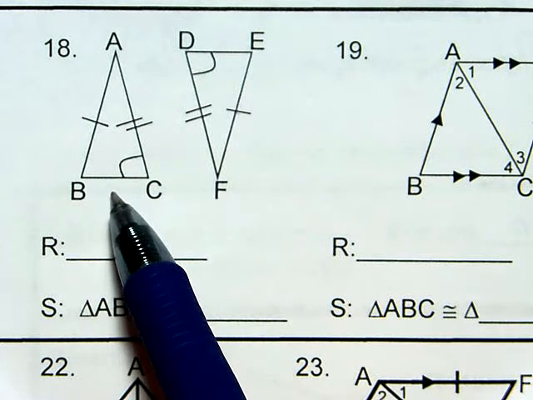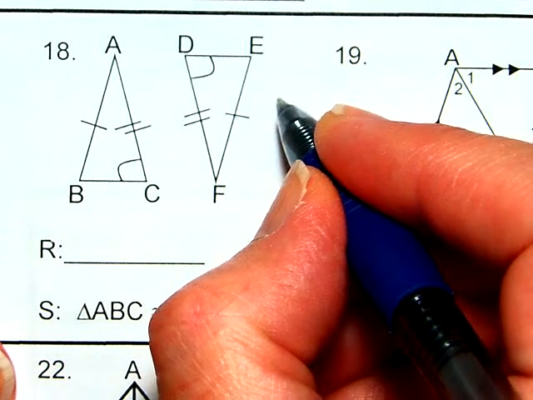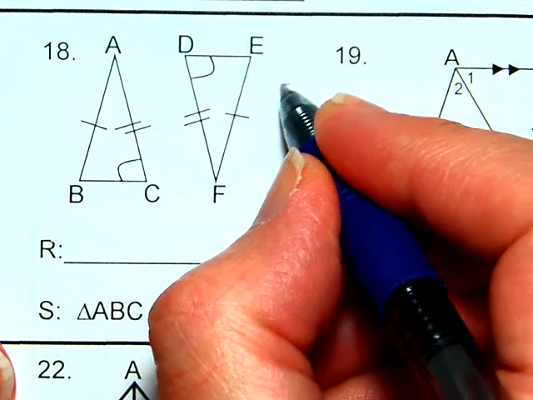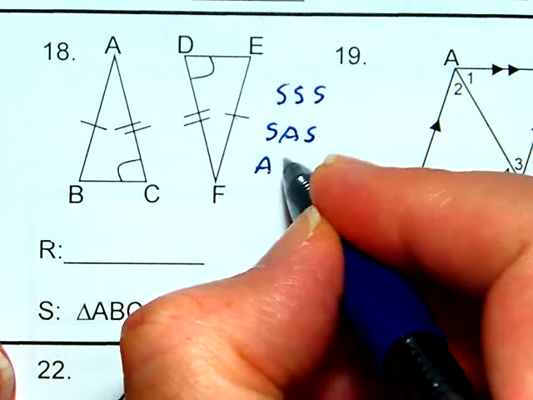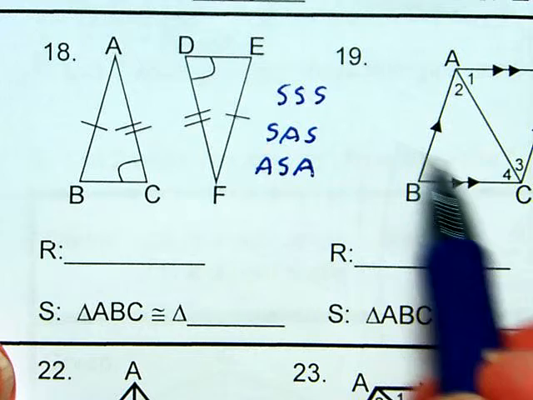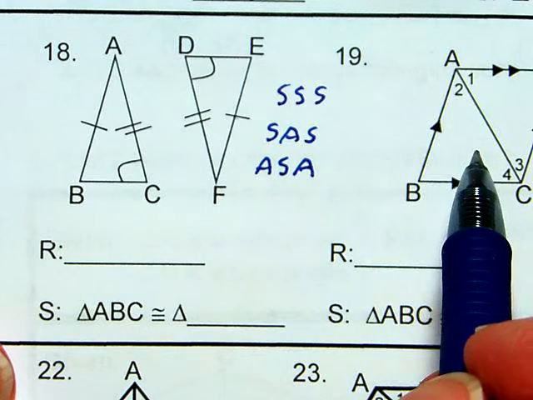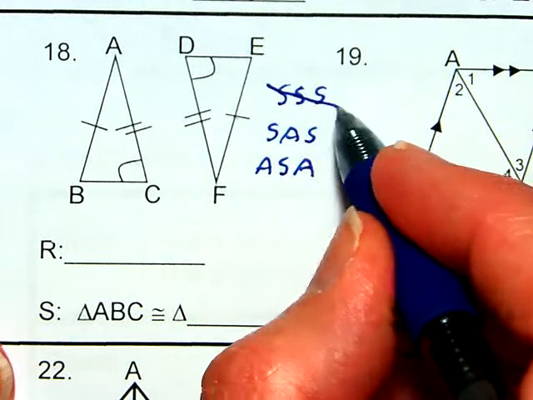So now, do we have any of our congruence criteria? Remember what they are: side, side, side; side, angle, side; or angle, side, angle. Are any of these true? Well, side, side, side. Do we know that all three sides are congruent? No, because we're not told anything about BC or DE, so we have to cross that one out.